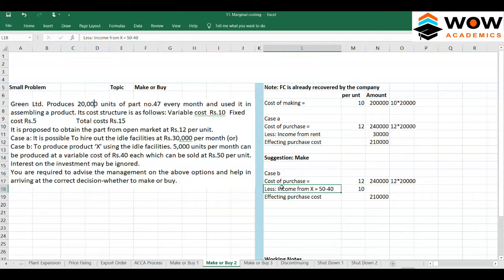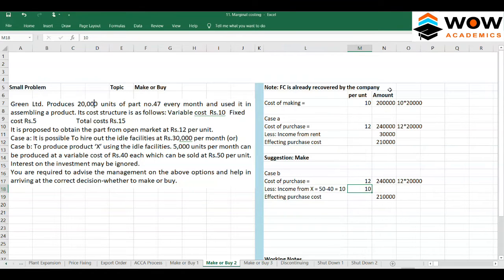So we can't put that 10 outside. We can't put it there because we have to put the 10 only here, so we will remove it from here. This 10 rupees item, how many items can we produce? We can produce only 5,000, and that becomes 50,000.